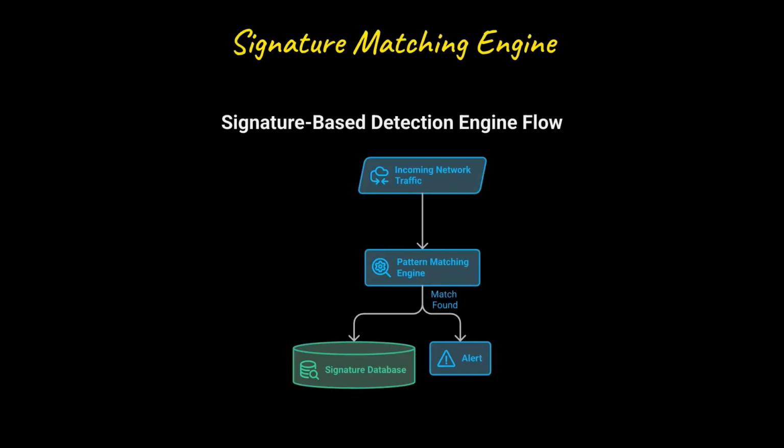Mechanically, the detection engine evaluates every incoming observation against the current signature database. Simple signatures check for exact matches, while more advanced ones use regular expressions or understand protocol structure to inspect specific fields. An alert fires when a match reaches the configured confidence threshold.